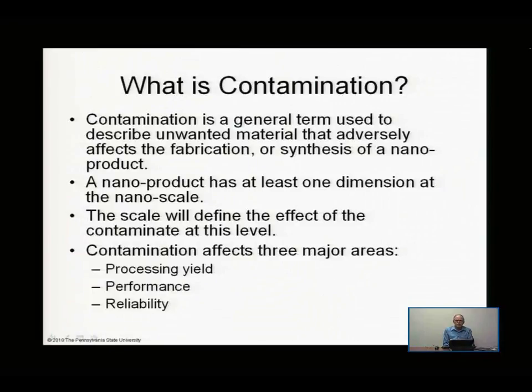In other words, the nanoscale is so small that something as simple as a dead bacterium is like a boulder. It's huge. So the scale that we're working at is so small that contamination can be extremely, and is extremely important. Contamination, as we see here, affects 3 major areas: processing yield, performance, and reliability. And we'll elaborate on these 3 areas now in subsequent slides.